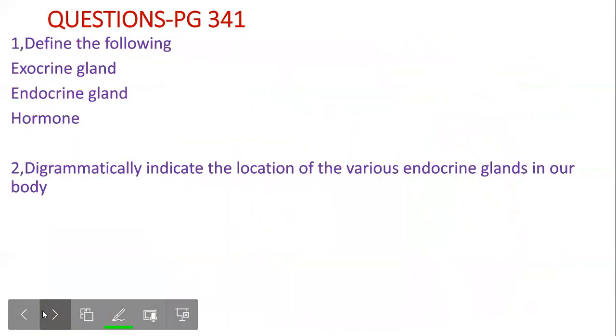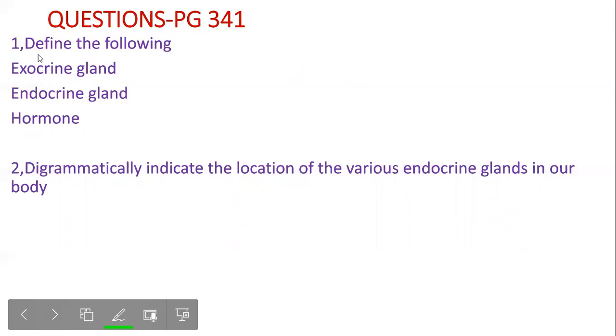I hope you guys have understood what the major endocrine glands and the other glands are, what their functions are, how the hormone actually binds, and what the hormone-receptor complex is. These are the main things I have covered till now, and now I'm going to discuss the questions that are on page 341 and 342.